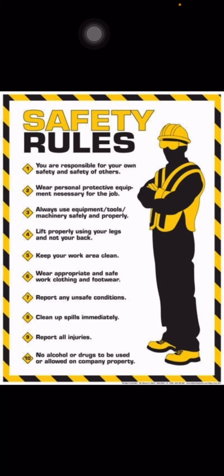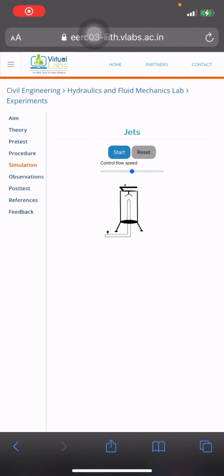Fifth, keep your work area clean. Sixth, wear appropriate and safe work clothing and footwear. Seventh, report any unsafe conditions. Eighth, clean up spills immediately. Ninth, report all injuries. And the last one is no alcohol or drug to be used or allowed on company property. Okay, now I want to show you guys a simulation of a jet.